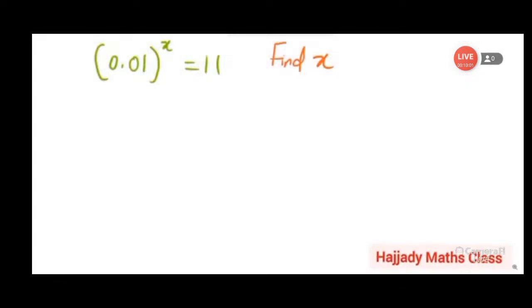Math class. Today we shall be solving this Olympiad math question. Now here we have (0.01) all raised to power x equals 11, and here the first thing we are going to do is to apply the law of logarithm.